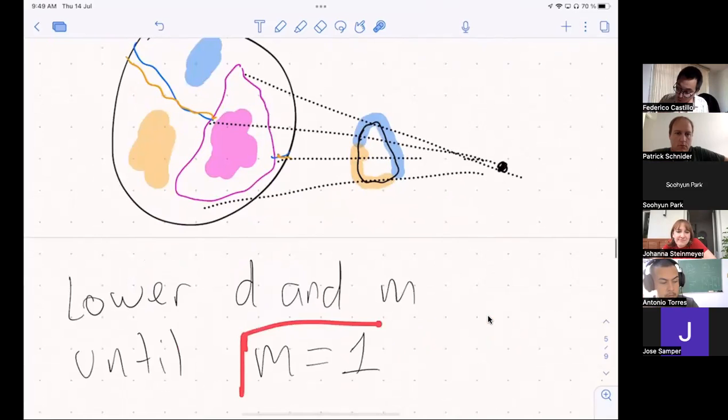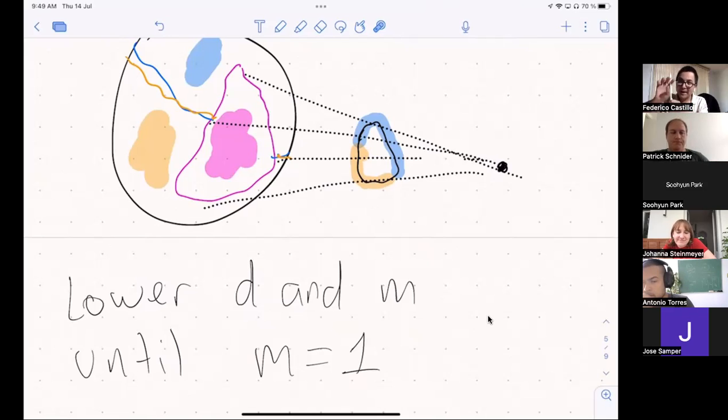When you go to 1 color, the problem is pretty simple. So you have 1 convex body. What is the space of all common tangents? Well, S to the d minus 1 if you have dimension d, because for any direction in the sphere, there is a unique common tangent. So if we start lowering the dimension until m is equal to 1, we're done.